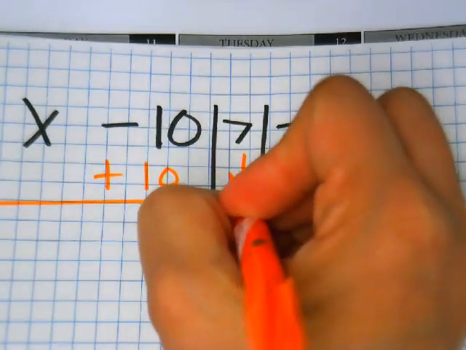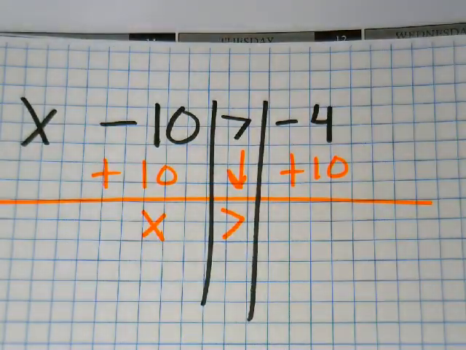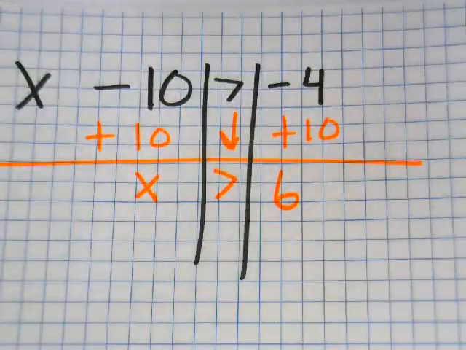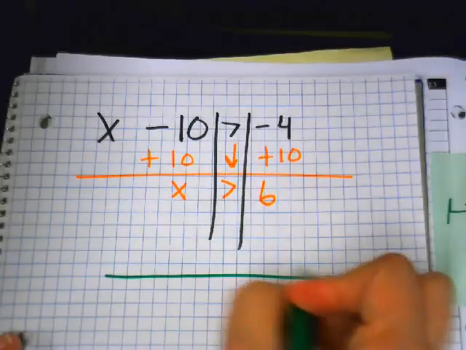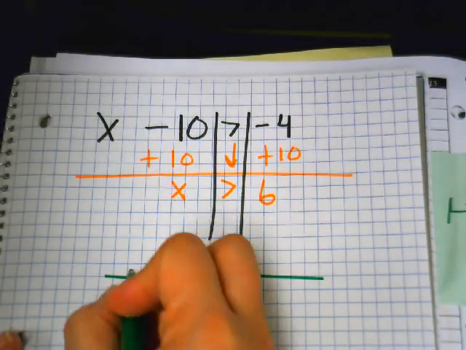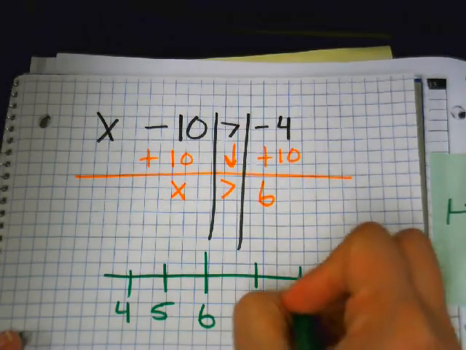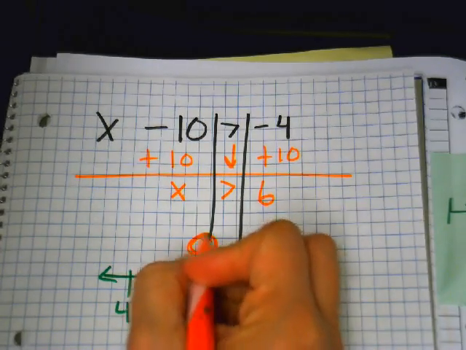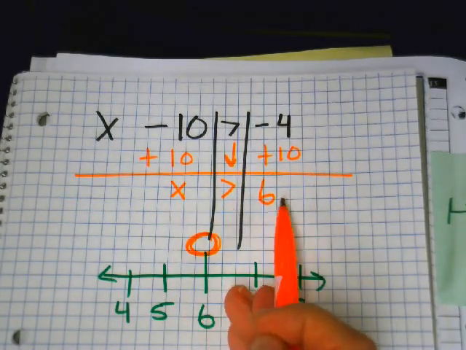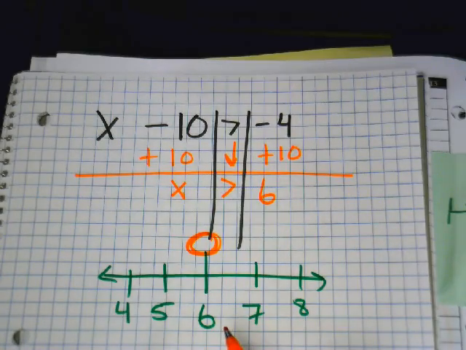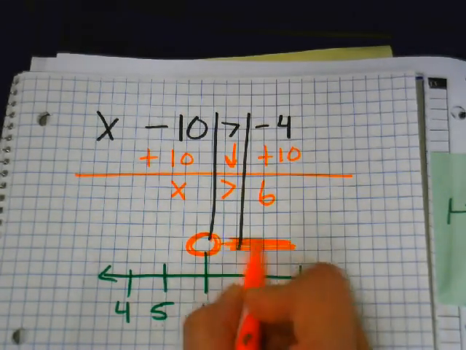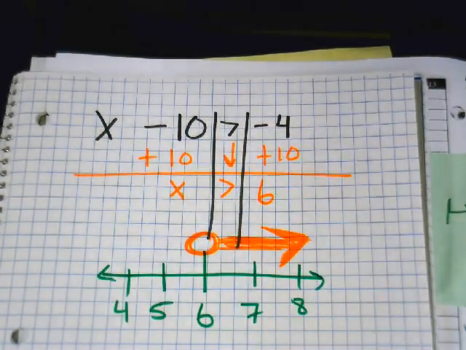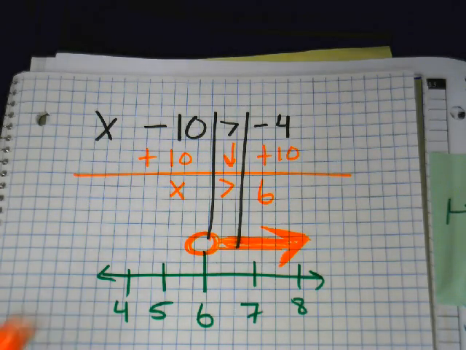X, bring this down, which is a greater than symbol. What's negative 4 plus 10? 6. Cool. So we're going to graph this. This is a 4, 5, 6, 7, 8 number line. Open or close circle? Open. And we're looking for numbers that are greater than 6. Left or right? Right. So we shade in this direction. Easy? So that's subtraction. So if it says subtraction, you're going to add.